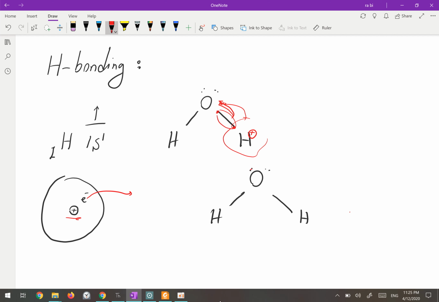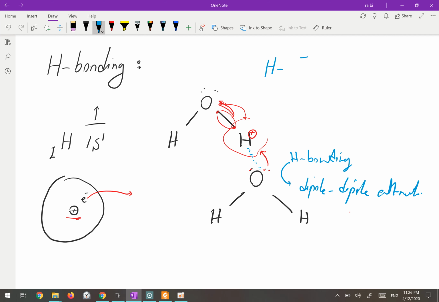That's why these electrons, lone pairs on the oxygen atom, can come close to the nucleus of the hydrogen, and some type of attraction forms between the lone pairs here and the nucleus of the hydrogen, which we call hydrogen bonding. So the hydrogen bonding is the special case of dipole-dipole attraction, and that happens when the hydrogen is bonded to electronegative atoms, which are fluorine, oxygen, and nitrogen.